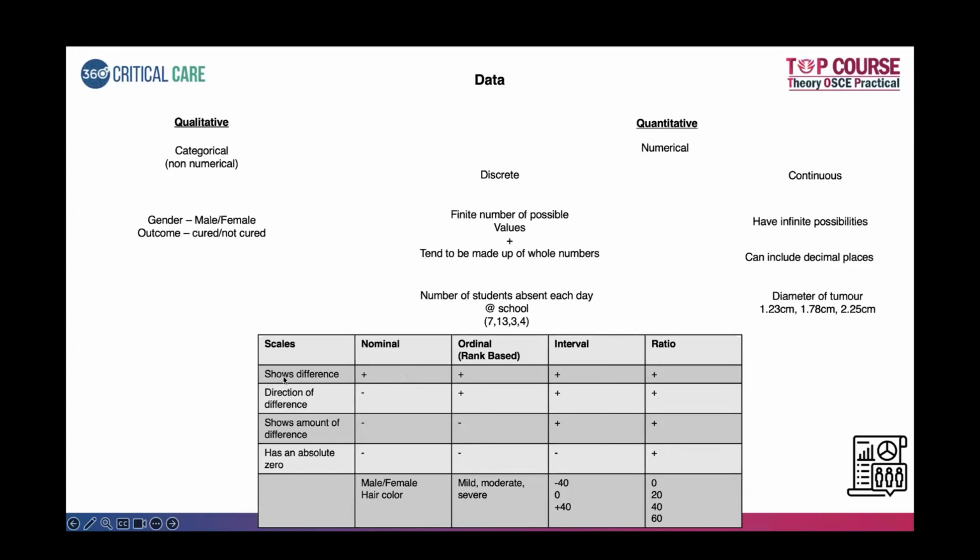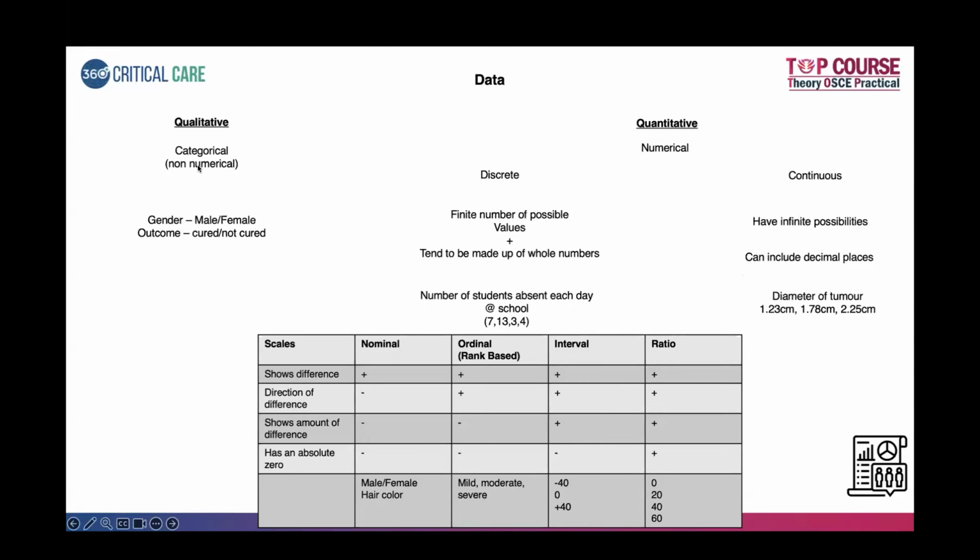So these four scales of data can be classified based on these parameters. That is the ability to show difference, the direction of difference, the amount of difference that is shown, and whether that has an absolute zero. So these are the four areas that need to be looked into. One thing I really want you all to look into is nominal and ordinal data, because these two are important aspects that will be looked into when we make the final statistical set algorithm. So nominal, ordinal, and continuous data.